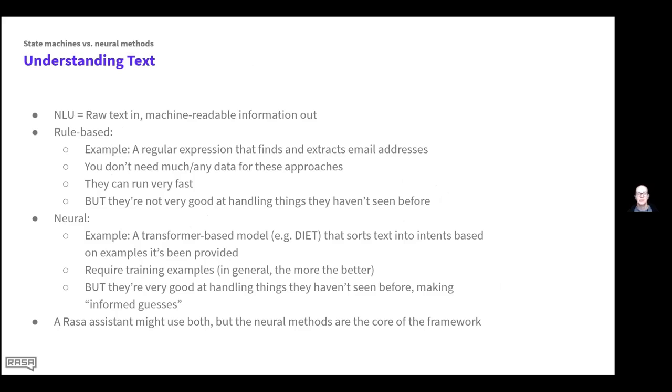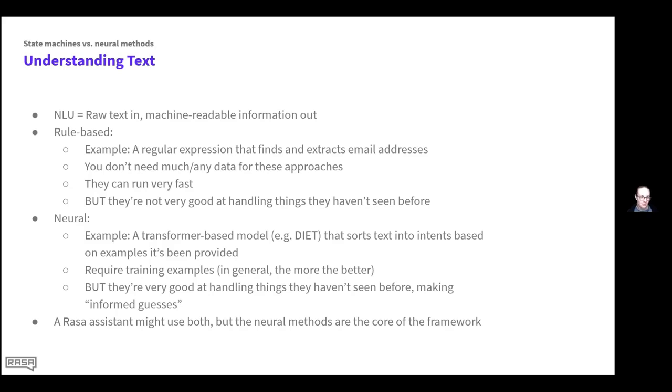So understanding text. This is the sort of general task of natural language understanding, and you'll hear it a lot. And the idea is that you have raw text, human-generated text in, and on the other side, it is machine readable. So a lot of times people will call it unstructured text, which I don't like because all text has structure because it's all human language. But there are multiple ways that you can do this. So you could use rules. For example, you could have a big piece of text and use a regular expression to find email addresses or things that match the format of email addresses.